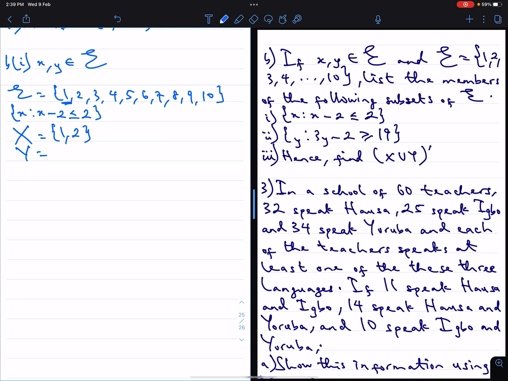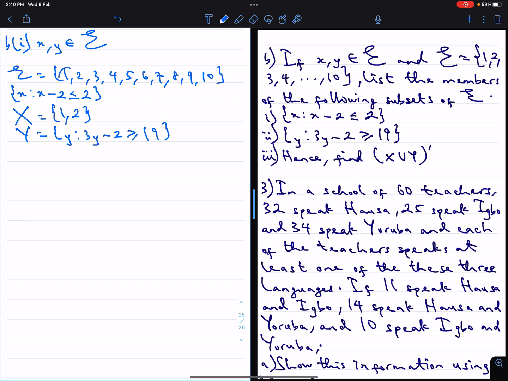Now set Y, that is described as y such that 3y minus 2 is greater than or equal to 19. So let's pick the first element of the universal set, 1. 3y, which will be 3 times 1 minus 2, that's equal to 3 minus 2, 1. 1 is not greater than or equal to 19. So 1 cannot be an element. 2, if you pick 2, 3 times 2 minus 2 is equal to 6 minus 2, 4. That's not greater than or equal to 19.